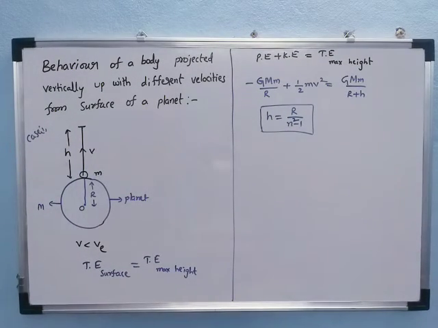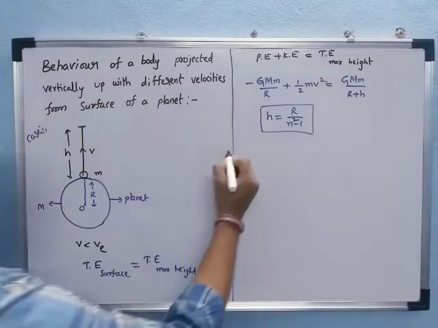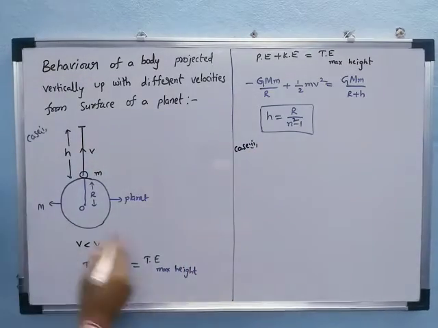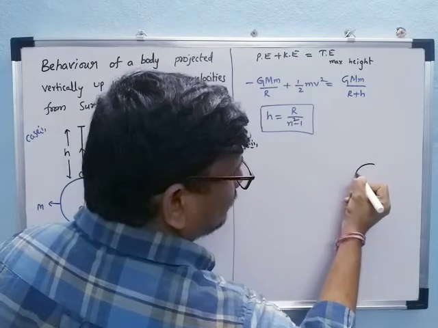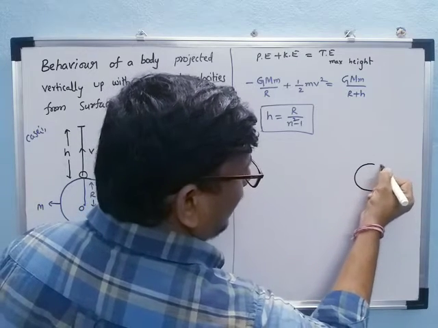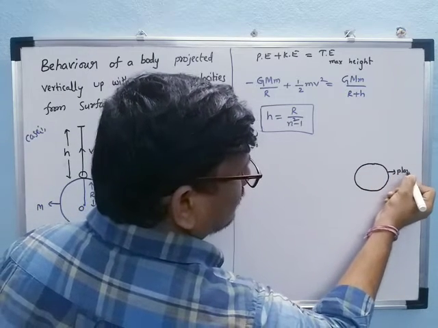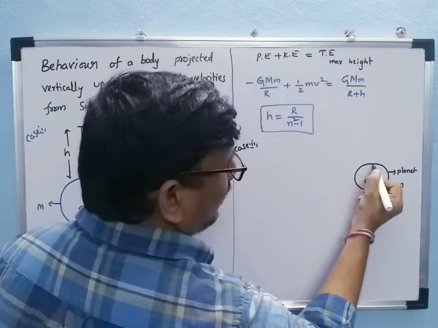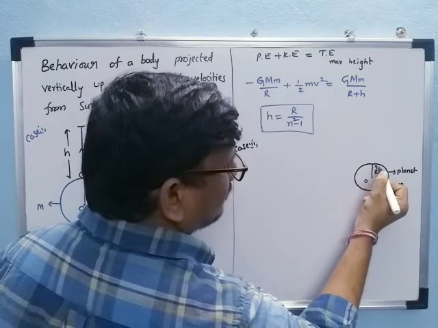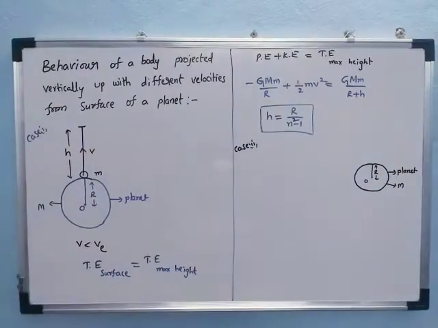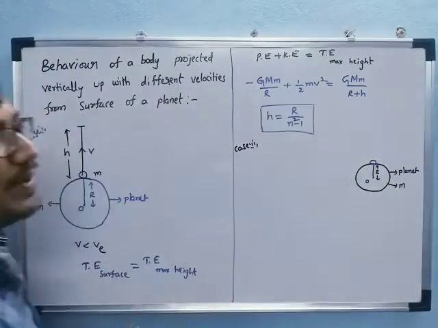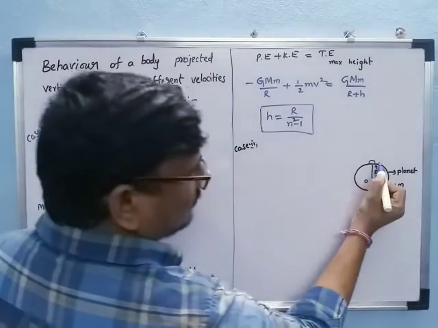Now the second case. In case 2, again we take a planet of mass capital M, center O, and radius capital R. Now the object of mass m is placed on the surface of the planet.